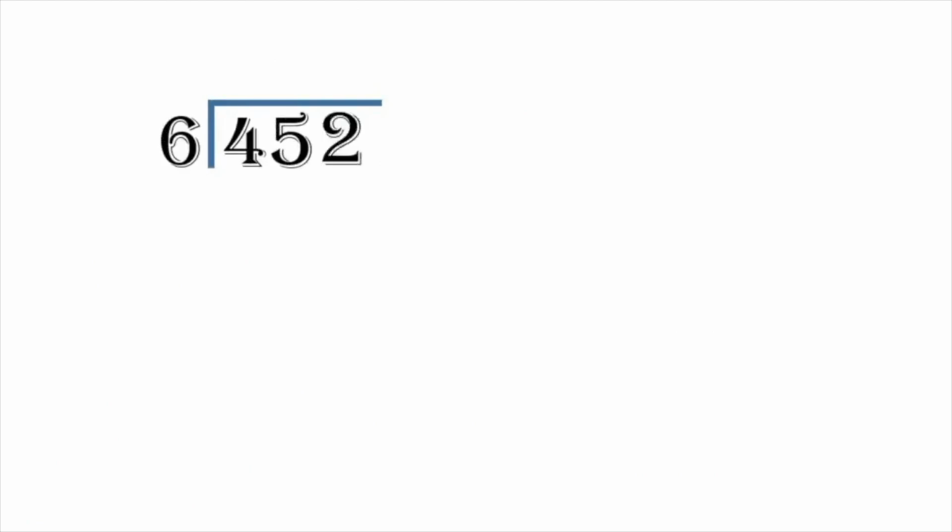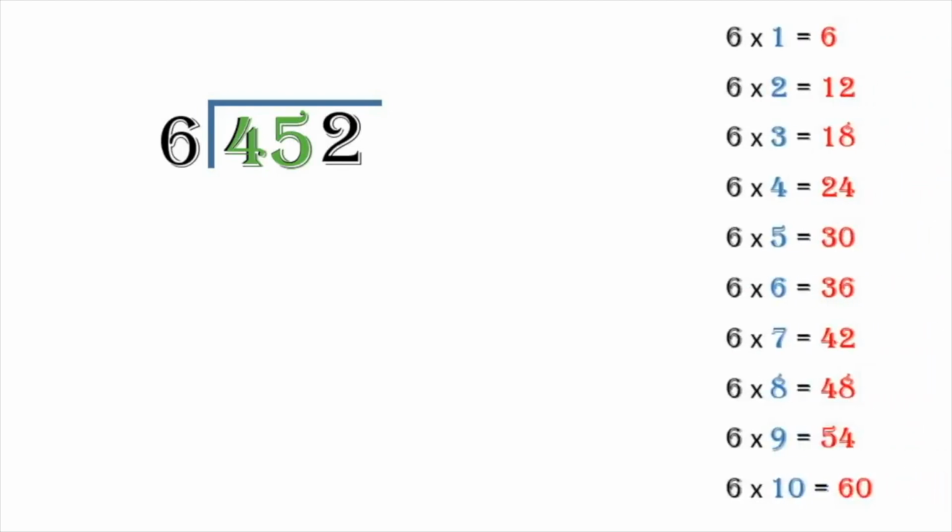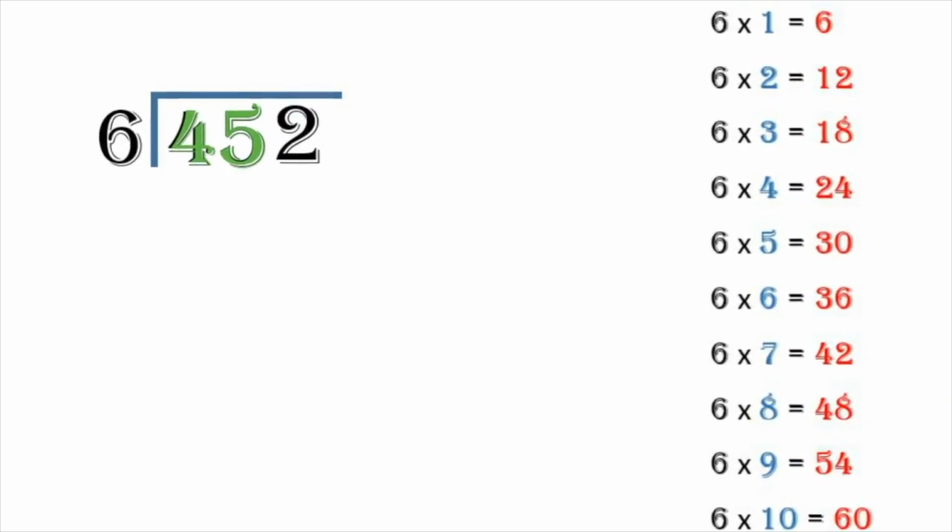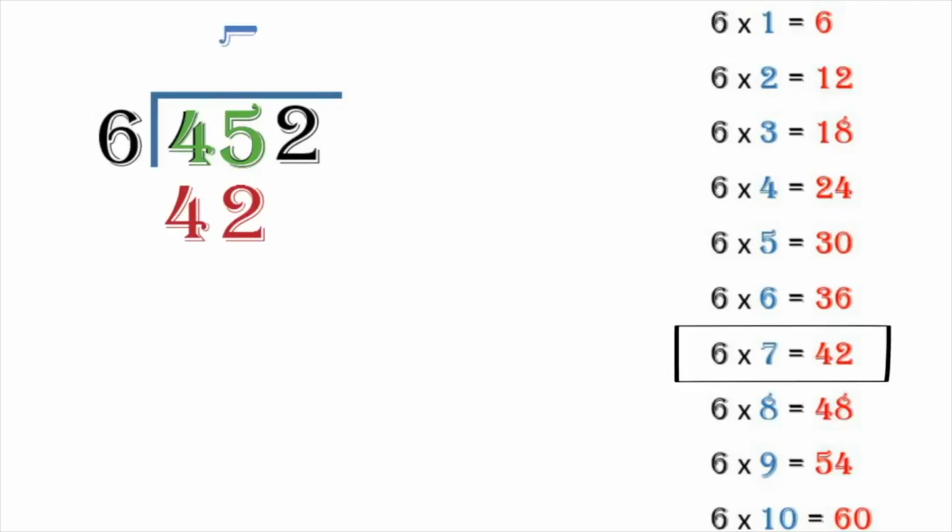452 divided by 6. We work on a digit at a time, so we start with the 4. Since 4 is smaller than our divisor 6, we cannot divide it, so we will work with the 45. Let's bring our 6 multiplication table. We can see that the closest to the 45 is 42. We put our 42 here, and the 7 becomes our quotient. We then subtract 45 minus 42 to get 3.